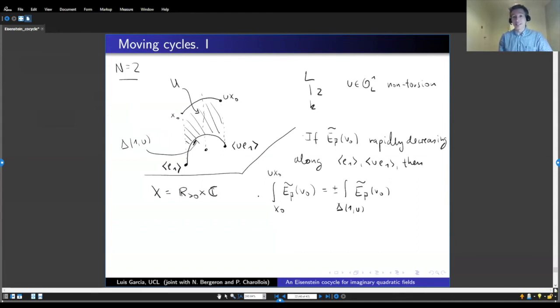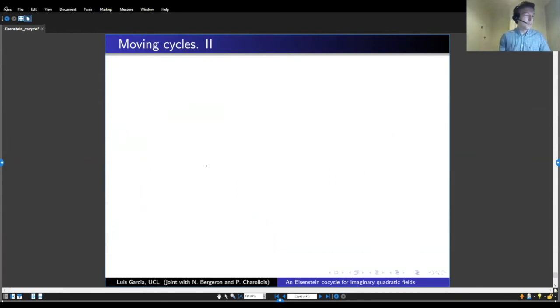Unfortunately, in general, it doesn't have to be. For it to be rapidly decreasing, you need a condition that basically V0 does not lie either in the line spanned by E1 or in the line spanned by UE1. Let me explain one more case, the case n equals 3.